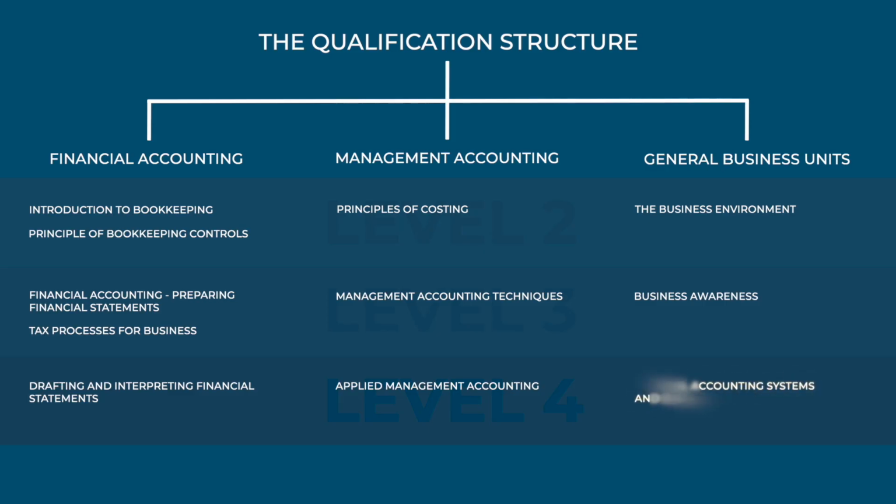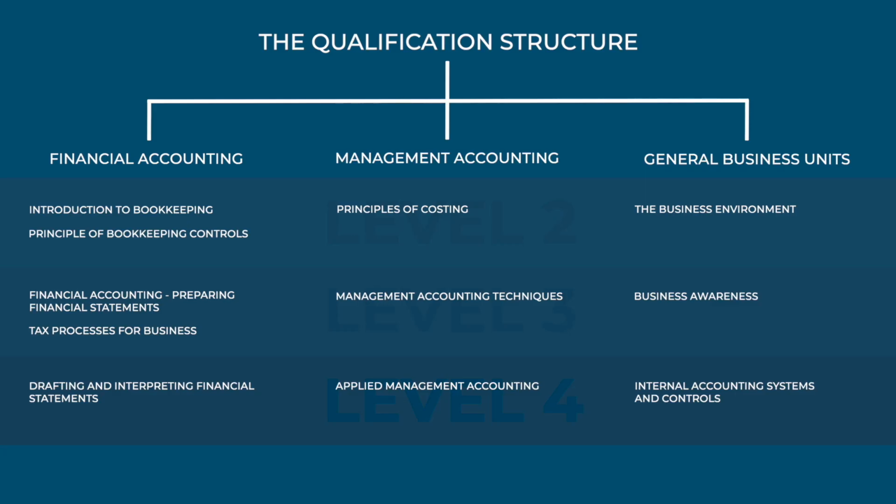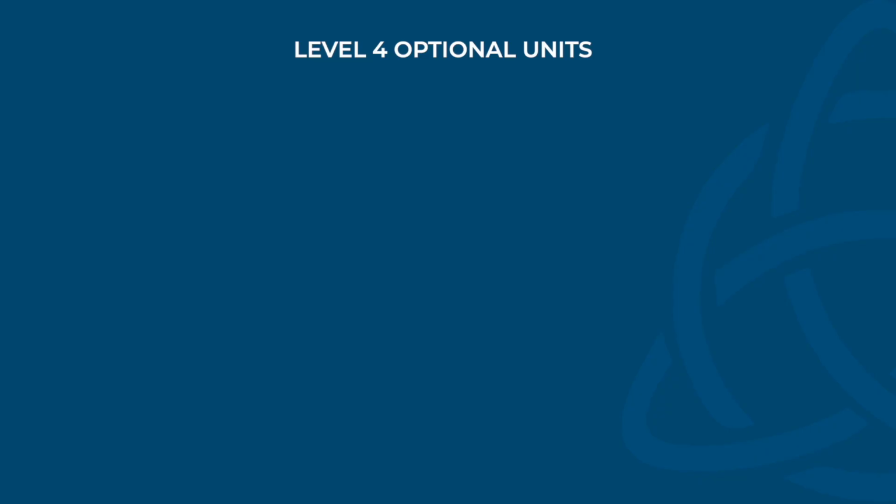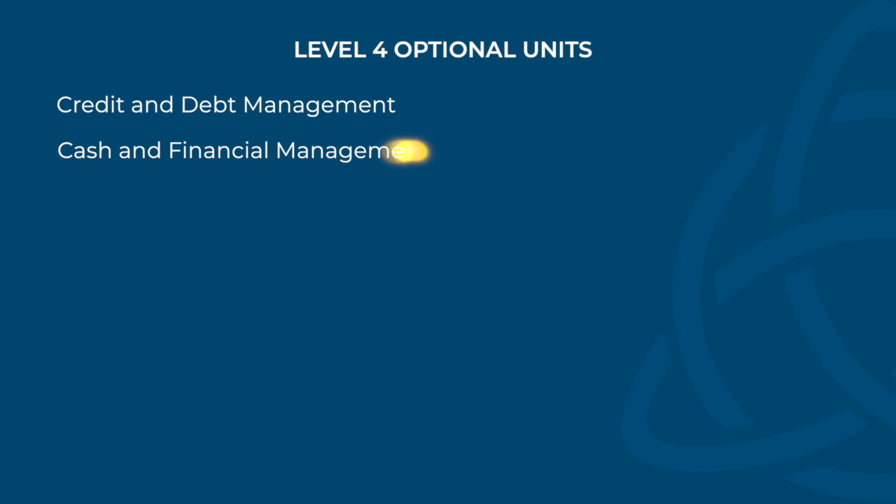The final mandatory unit at this level under the General Business Unit strand is Internal Accounting Systems and Controls. This looks at other aspects of managing the accounting function within a business and looks at ways of identifying and managing risk. At Level 4 there will also be 2 optional units that you need to select. The available options are Credit and Debt Management, Cash and Financial Management, Audit and Assurance, Personal Tax, and finally Business Tax.